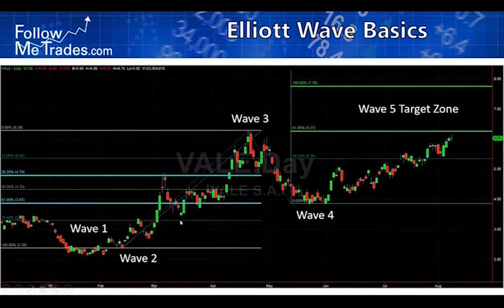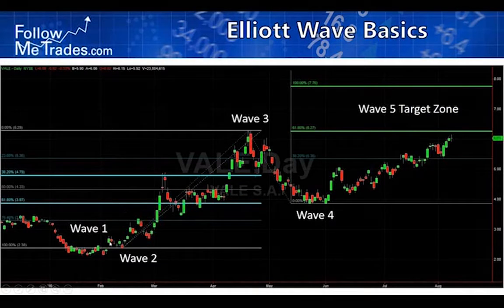Okay. So, I said it's simple. It is. Elliott wave is simple if the pattern's there. The first thing you want to do when you look at a chart is ask, is there a big impulsive move? And if there is, that's wave 3. And you can see I've got it labeled at the top. There's wave 3. You see a big impulsive move. We've got a wave 3.